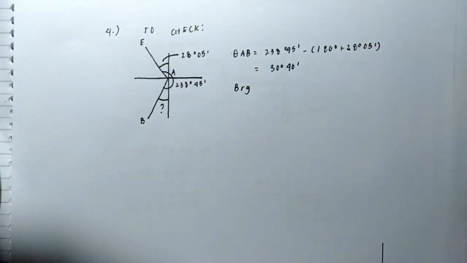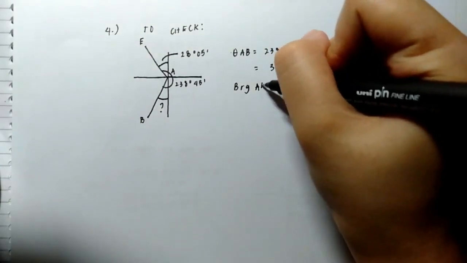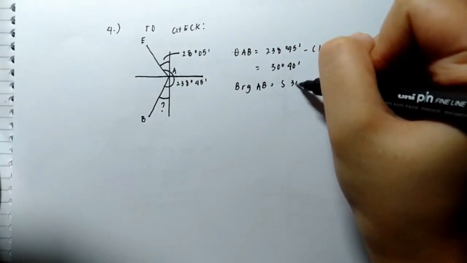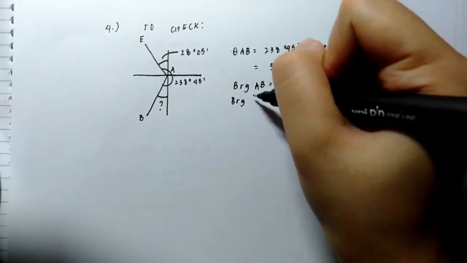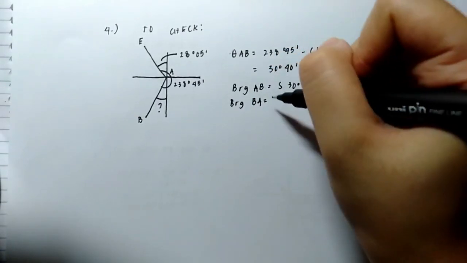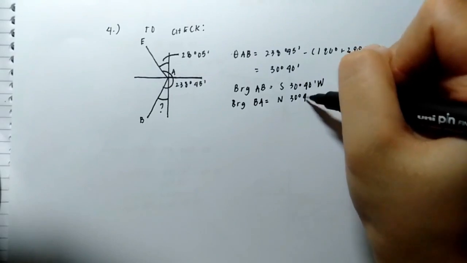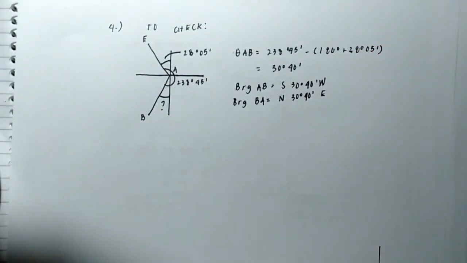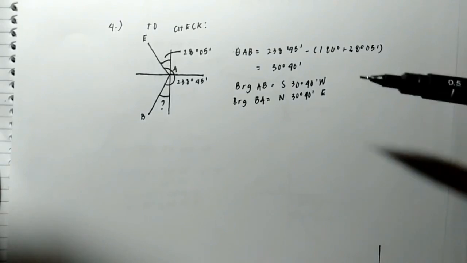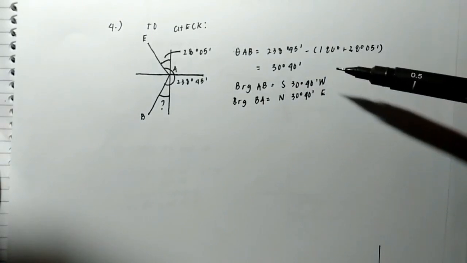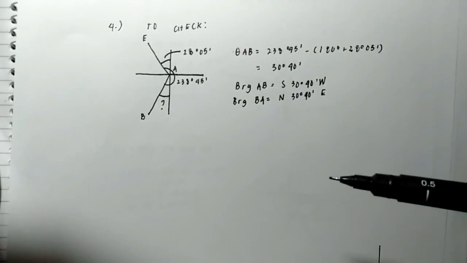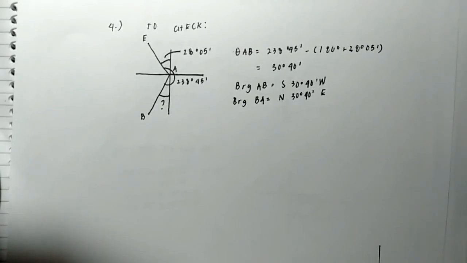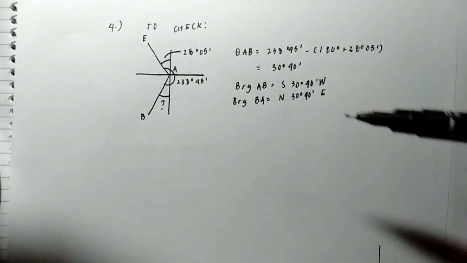For bearing AB, it is south 30 degrees 40 minutes west, and for the bearing BA, the opposite again, so north and east. So since katulad siya nung best line natin, ibig sabihin, tama yung computations natin. So, we will now proceed to the tabulation of adjusted traverse data para makita natin kung ano yung mga nasagot natin kanina.